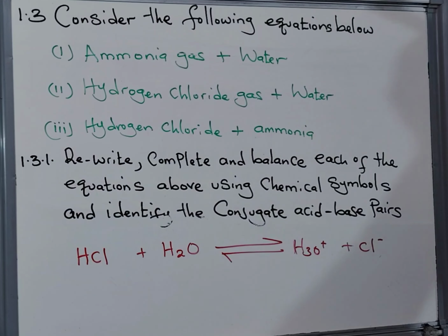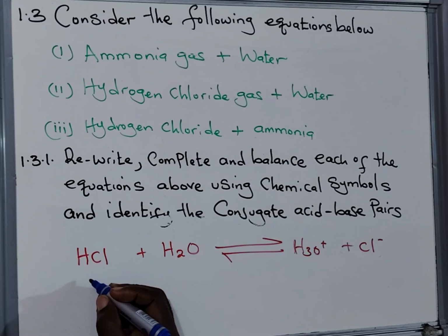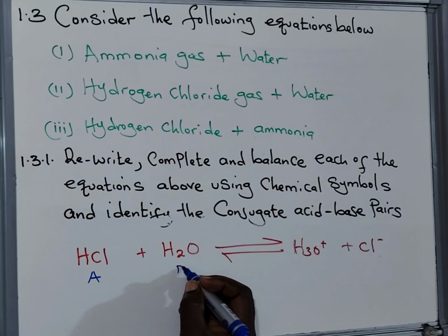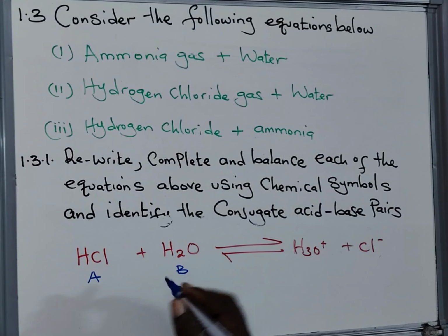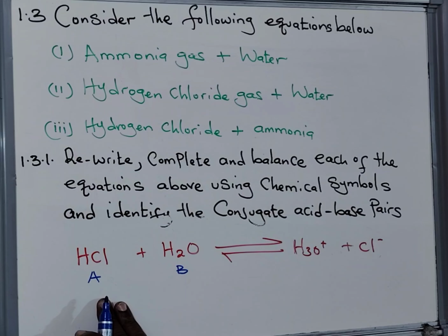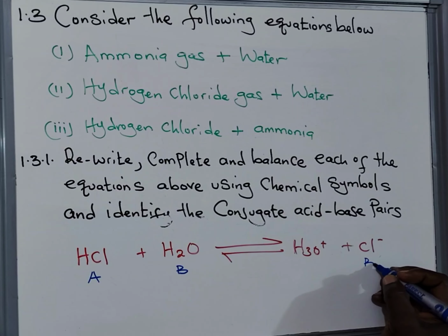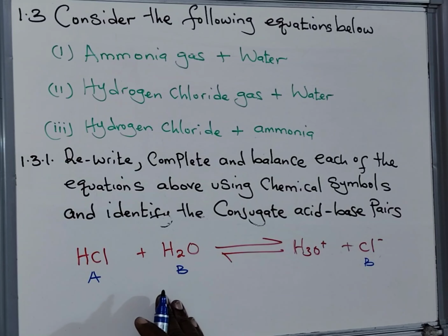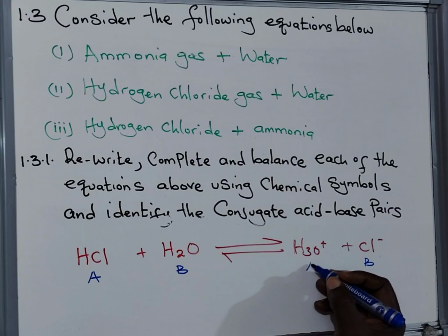Then I need to remind you that this is the acid and this is the base which gained a proton. But when an acid loses a proton, it becomes a base. So what you have on this side is a base. And when a base gains a proton, it becomes an acid.